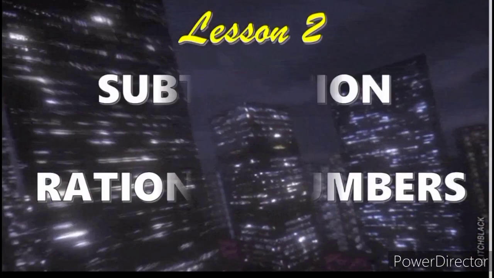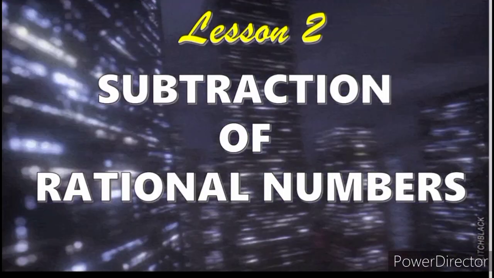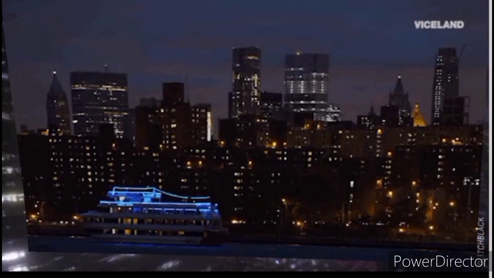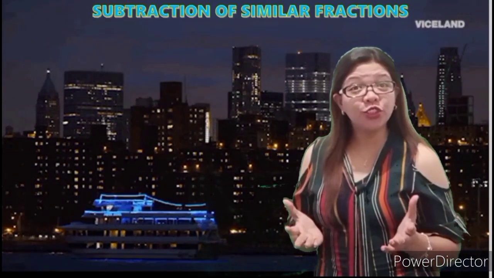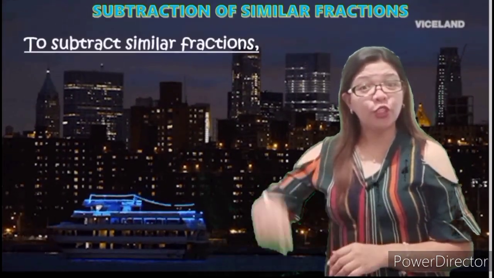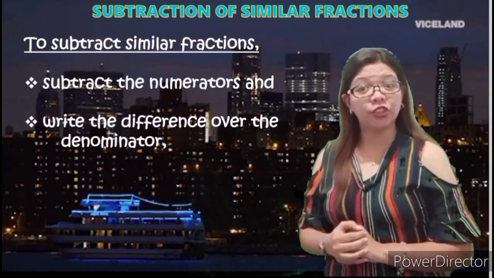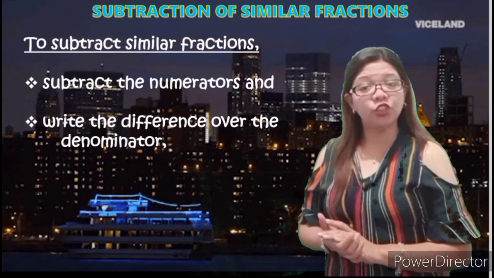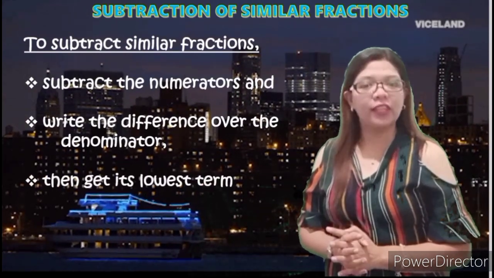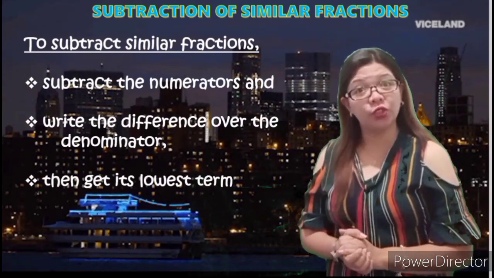Lesson number 2. Subtraction of rational numbers. Subtraction of similar fractions. To subtract similar fractions, subtract the numerators and write the difference over the denominator. Then, get its lowest term.